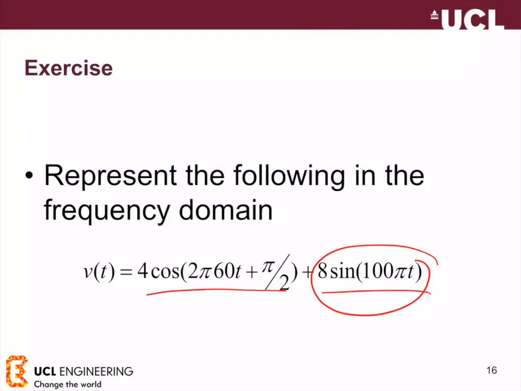So I left you with this exercise here to represent the following in the frequency domain. And we see we had two terms, one a cosine term and one a sine term. So to plot this in the frequency domain, the first thing we're going to have to do is to turn the sine to a cosine.